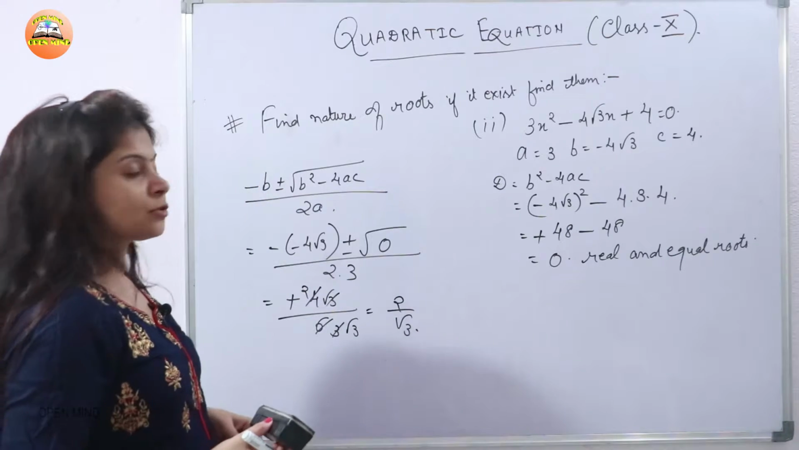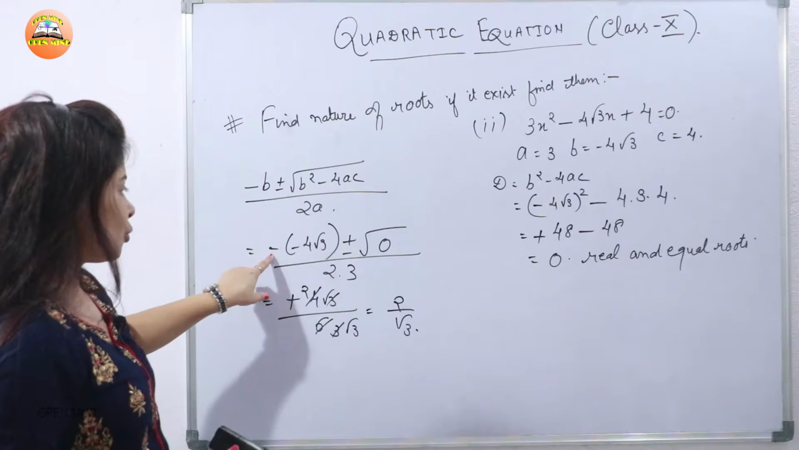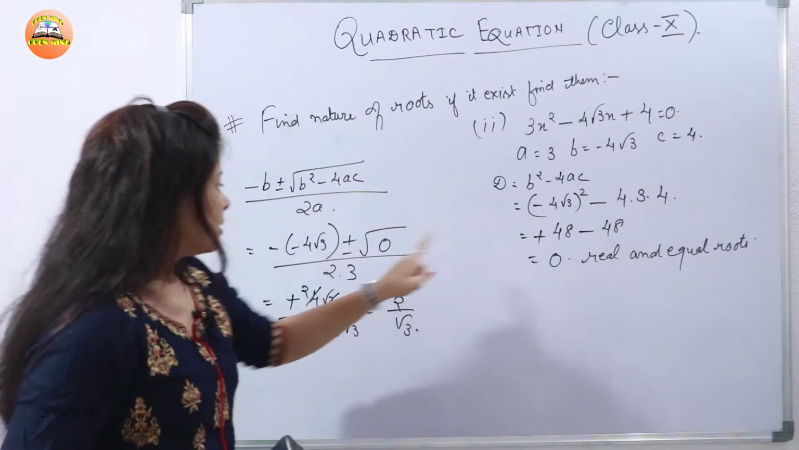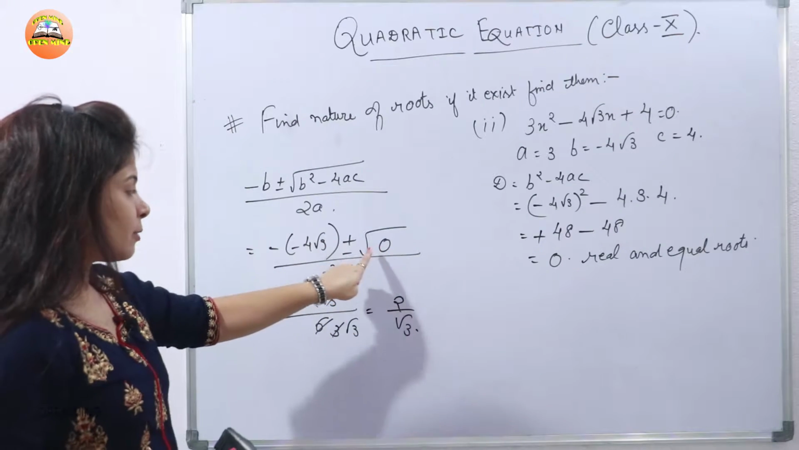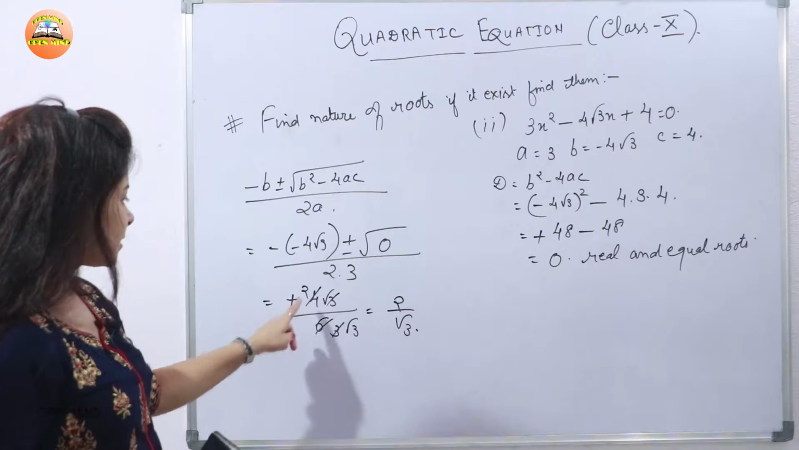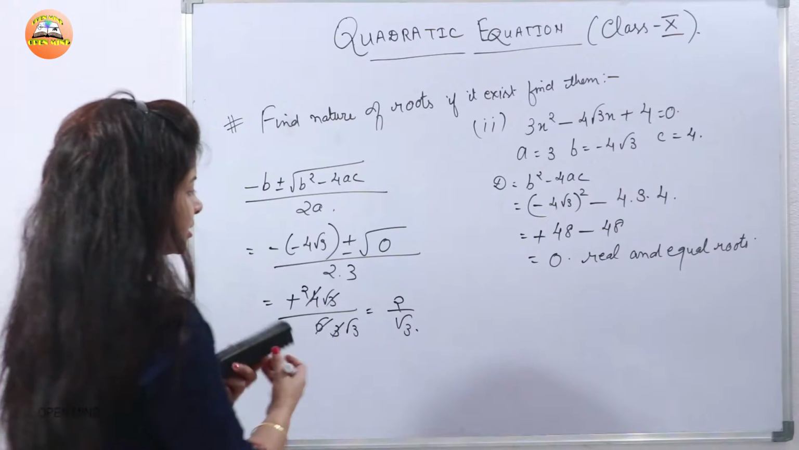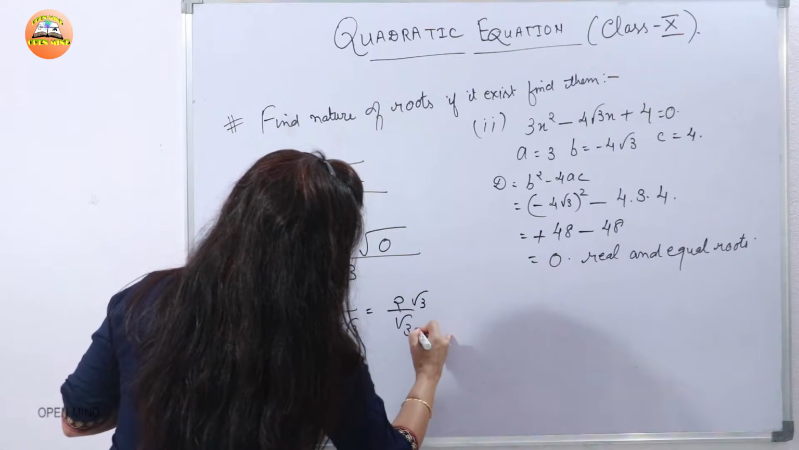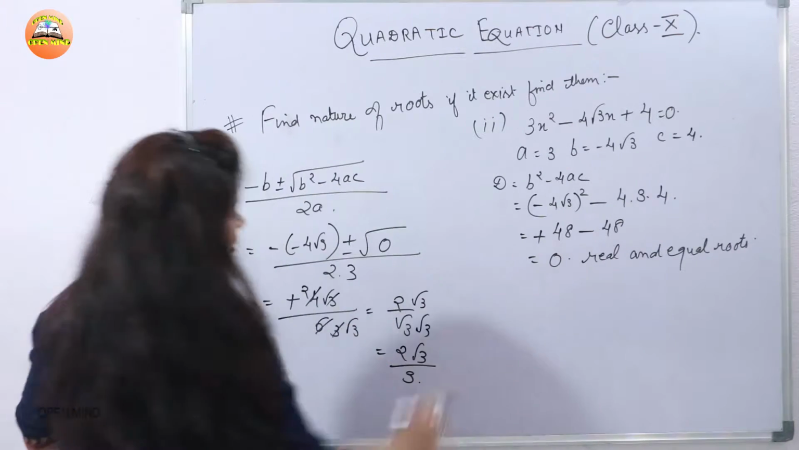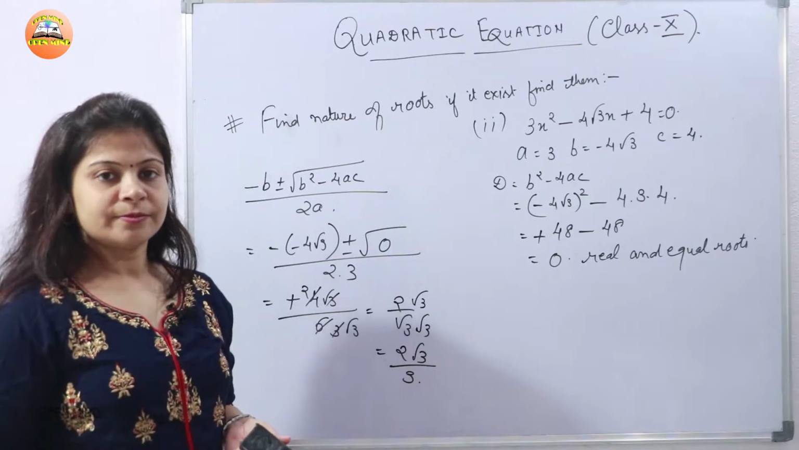So this is the way to solve the question with the help of formula method. What I did, minus was already there. Substitute the value of b. Since we already found b square minus 4ac is equal to 0, substitute 0 divided by 2a. So 2 into 3 is 6. Now 4 root 3 by 6, so you got 2 by root 3. If you want, you can rationalize the denominator. On rationalizing the denominator, we will get 2 root 3 by 3. So it's better that you rationalize the denominator and write the final answer.